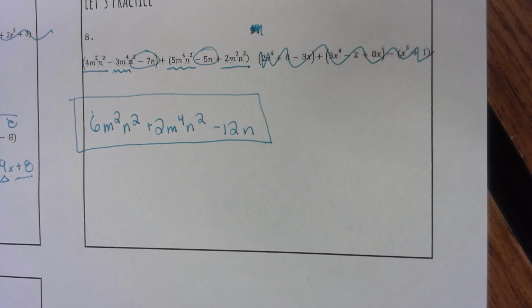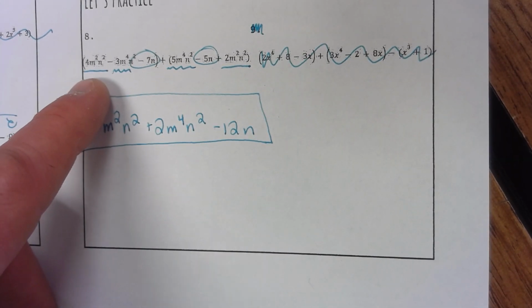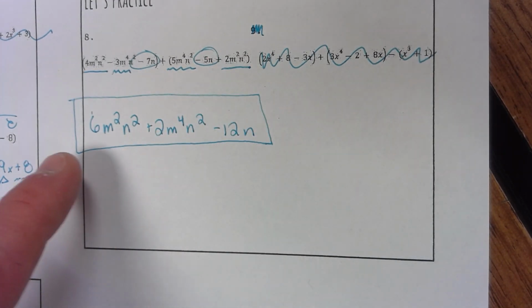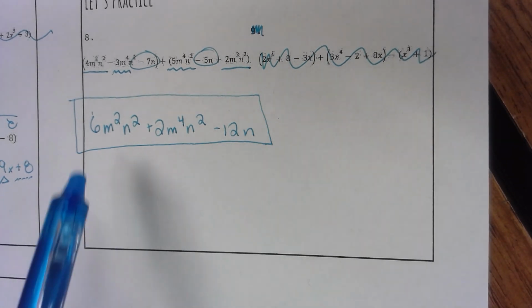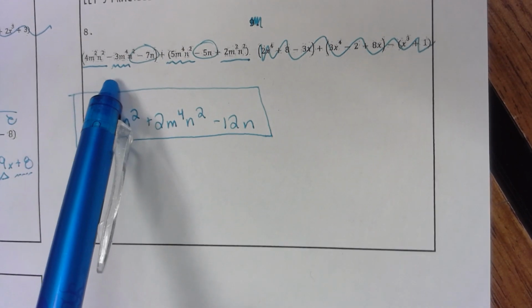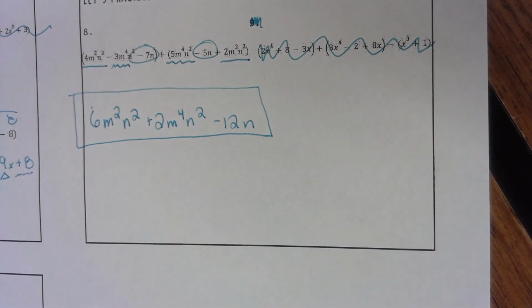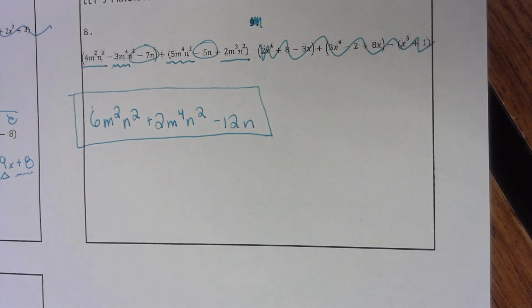All right, last one. Again, we can only combine them if both variables have the exact same exponents. So first, I see a 4m squared n squared. I can combine that with another 2m squared n squared. So 4 plus 2 gives me 6m squared n squared. Then m to the 4th n squared: I see -3 right here, but then I'm adding 5. -3 plus 5 gets me to 2m to the 4th n squared. Then -7n minus 5n is -12n. Questions there? Okay.